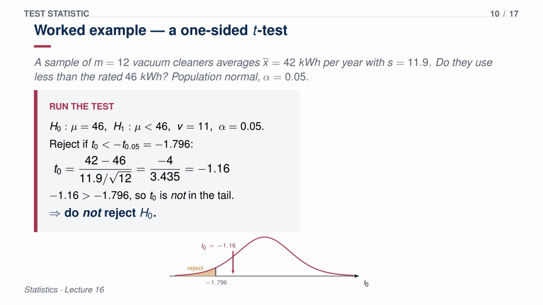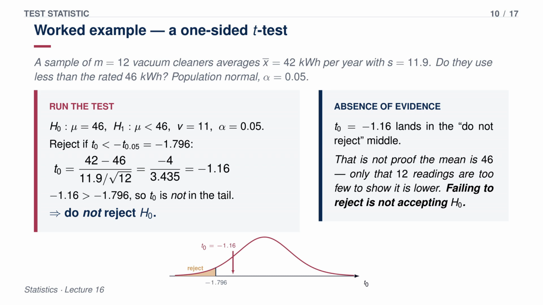T-naught is 42 minus 46 over 11.9 over root 12. Minus 4 over 3.435, which is minus 1.16. And minus 1.16 is not past minus 1.796, so we do not reject. But careful, that's not proof the mean is 46. It only means 12 readings are too few to show it's lower. Failing to reject is not accepting H-naught. Absence of evidence isn't evidence of absence.